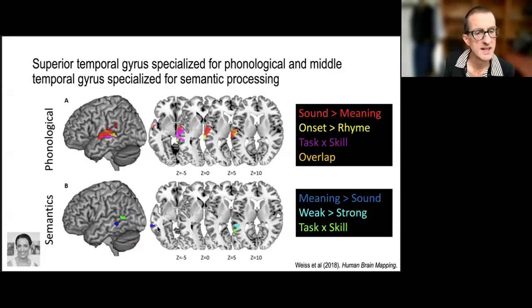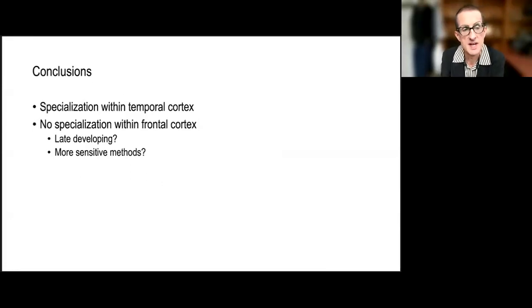In terms of semantic processing, we did the reverse task contrast. So meaning greater than sound is indicated here in blue. The task by skill interaction is indicated in green. Remember, this is the task difference correlated with a skill measure. In this case, it was a word classes measure. Word classes basically are given 3 pictures, and you have to determine which 2 pictures are related in their meaning. And then we also looked for weakly associated greater than strongly associated items, and that's represented in cyan here. Those contrasts didn't overlap much, but they were all proximal, in this middle temporal gyrus area. So to us, this suggested that in this age group, 5-year-olds, there was evidence also for semantic specialization. So we demonstrated specialization within the temporal cortex.